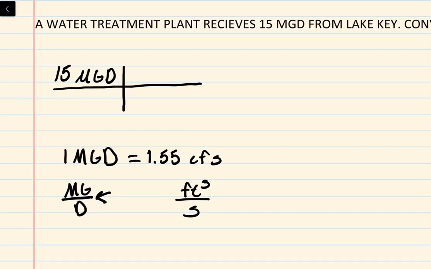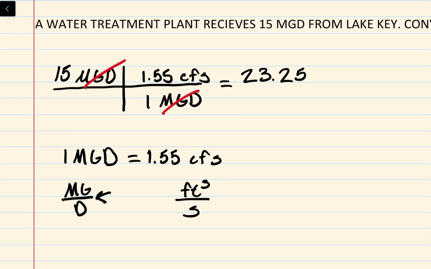Okay. So let's go ahead and convert this. So we got 15 MGD. We need to cross out our units. So we know 1 MGD is equal to 1.55 cubic feet per second. So we know our MGD cancels out and we're left with cubic feet per second. So let's do that math. What's 15 times 1.55? That gives us 23.25 cubic feet per second.